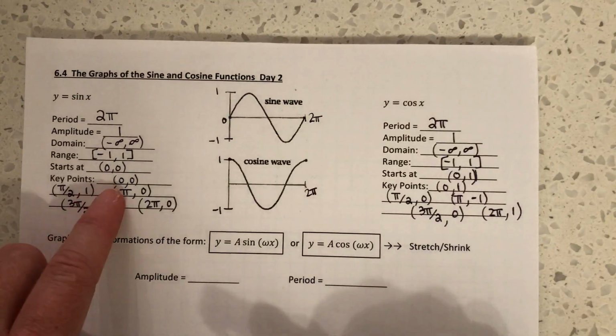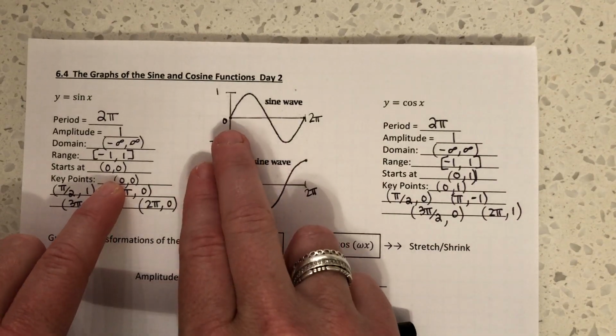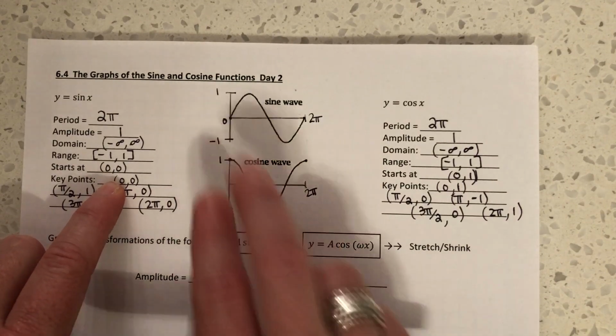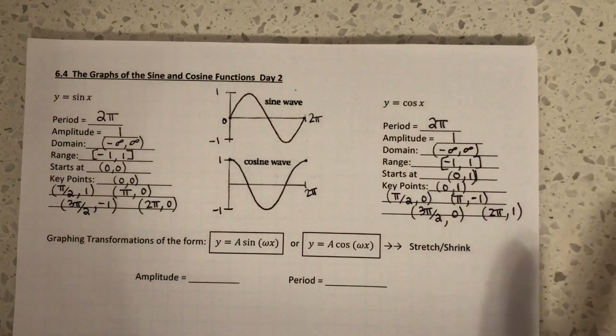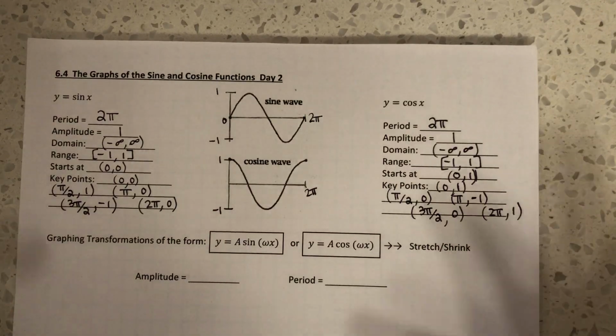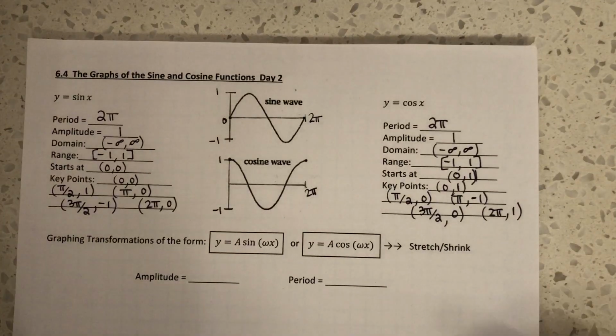The major difference is to recognize them. The sine wave starts at 0, 0. The cosine wave starts at 0, 1. So that's one of the biggest things that you can use to determine, wait a minute, is this the sine wave or the cosine wave, is where it starts.